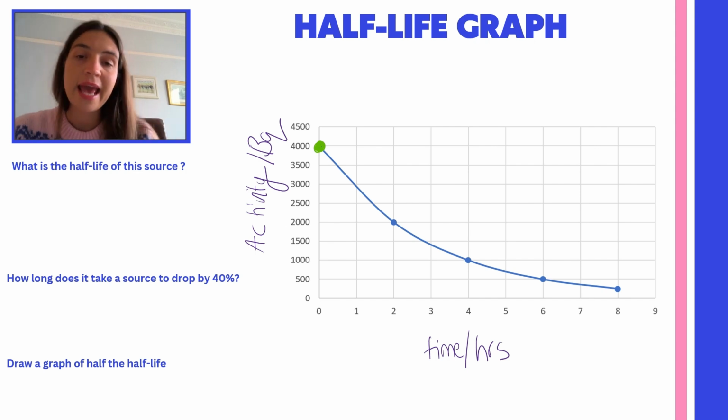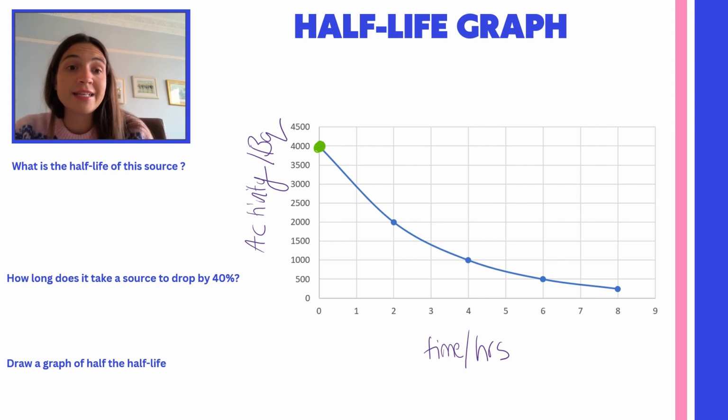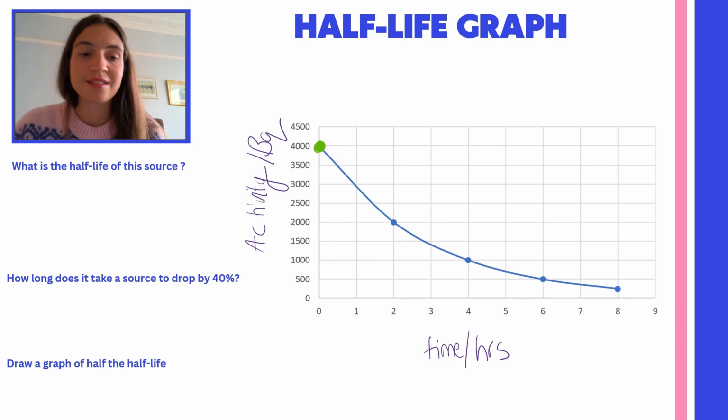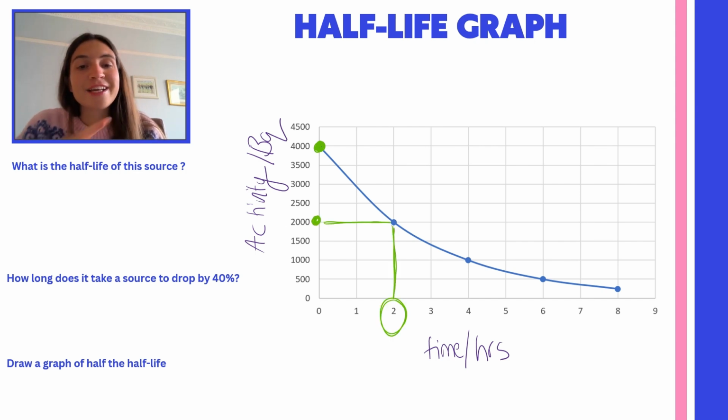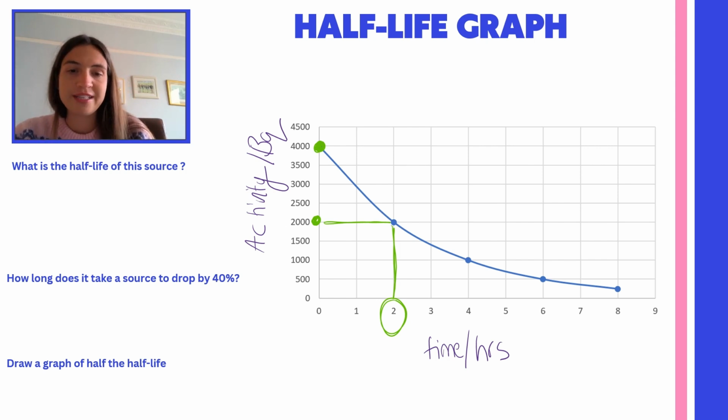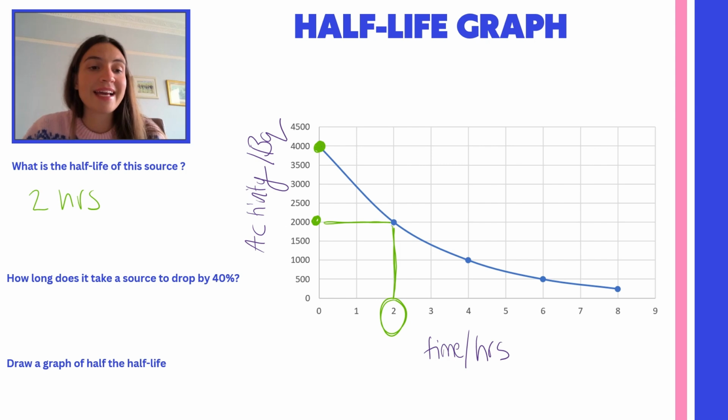So you can take any point on your graph. For ease, I'm going to take that green point highlighted there. So the first point on my graph, so 4,000 becquerels activity at time equal to 0. And basically, you find the point on your y-axis which is half of whatever that initial activity is. So 4,000 divided by 2 is 2,000. And then you find the x value of that point on your graph. So if I trace that down, that happens at time 2 hours. And that is the time of my half-life.